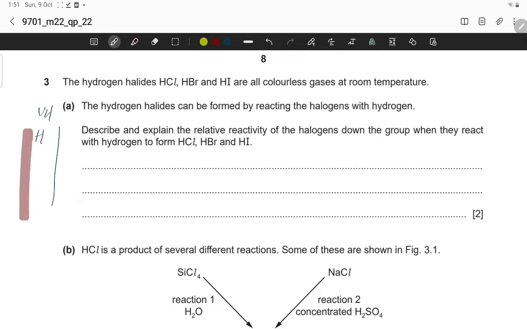HF, HCl, HBr and HI. We know that down the group the reactivity of halogens decreases due to increasing number of shells and atomic radii. So it is more difficult to react hydrogen with iodine down the group.